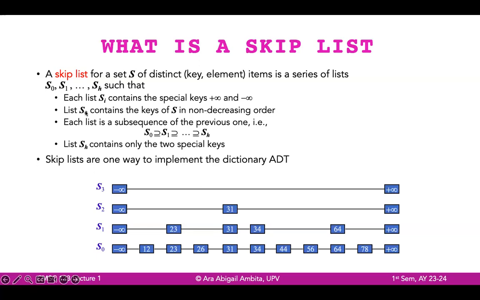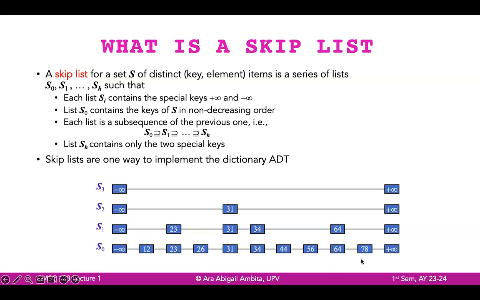And the first list, S sub 0, contains the keys of S in non-decreasing order. So the bottom list contains the special keys, negative infinity and positive infinity, and all the keys ordered in increasing manner. Each list is a subsequence of the previous one. So for example, S sub 1 would be a subset of S sub 0.